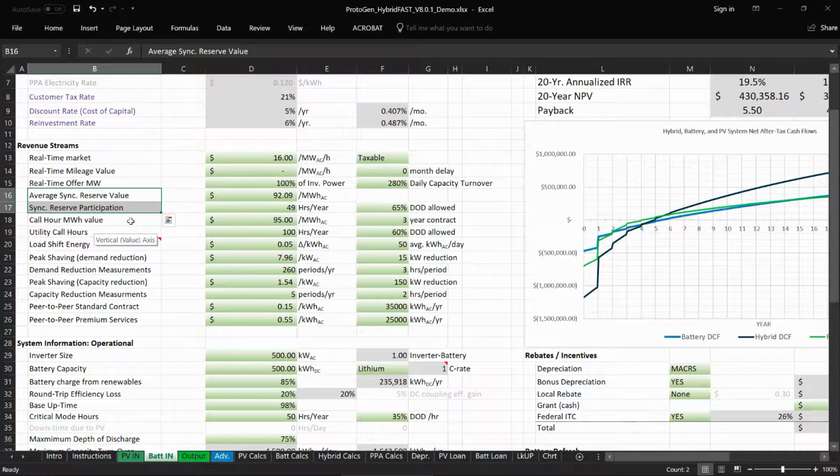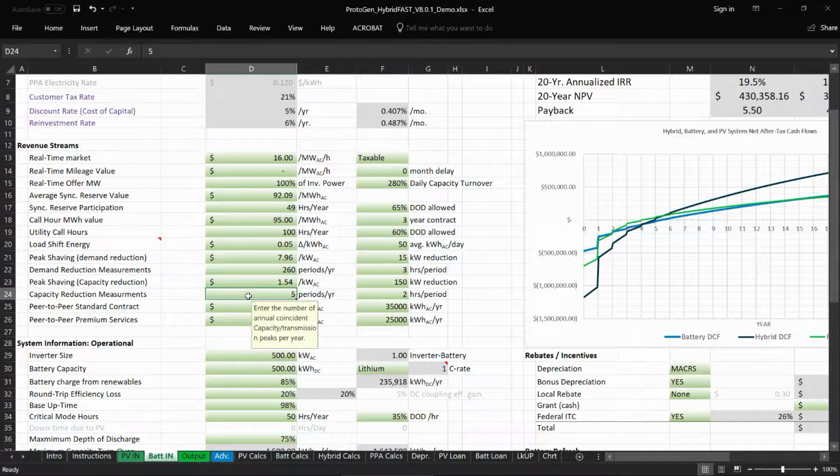We also have utility call hours and load shifting, in case you wanted to move an early afternoon peak where electricity is really expensive to some other part of your day with your battery. We have the two different peak shaving options, whether you're trying to do daily demand reductions or coincident peaks with your RTO for capacity reduction measurements. They do 5 periods a year, and each period is 2 hours. You could capture that savings opportunity here. And then we also have peer-to-peer, standard contract, and premium services.